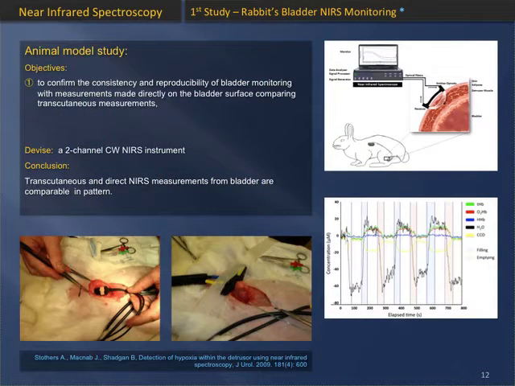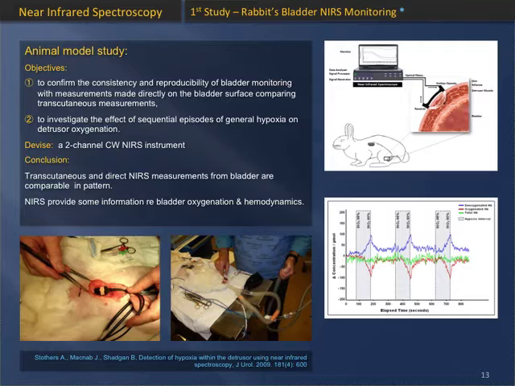That was in 2007 that I came on board and joined Dr. Stothers' research team, and we started a series of studies, starting with an animal study. The objective was to confirm the consistency and reproducibility of bladder monitoring by NIRS, comparing the data coming directly from the surface of the exposed bladder in a rabbit model with data coming from the transcutaneous approach. We used a 3-channel continuous wave near-infrared spectroscope for that study during filling and emptying, and we showed that the data coming from the transcutaneous approach was pretty similar to the data that we collected directly from the surface of the detrusor during filling and emptying.